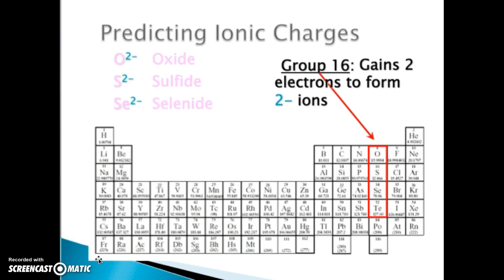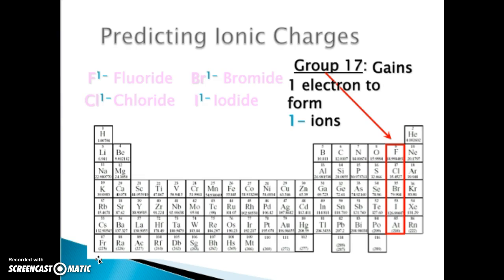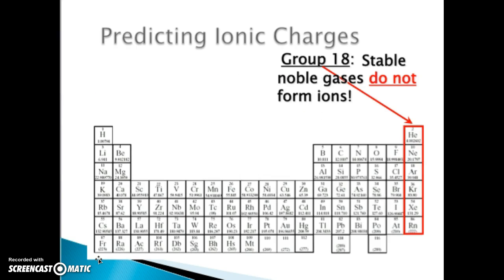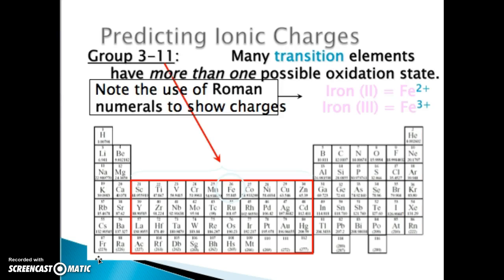Group 16 gain electrons, become 2 minus ions. Group 17 gain 1 electron. There are a bunch of examples listed there. And group 18 we've already talked about, do not bond because they are stable. They have a full valence shell of electrons.